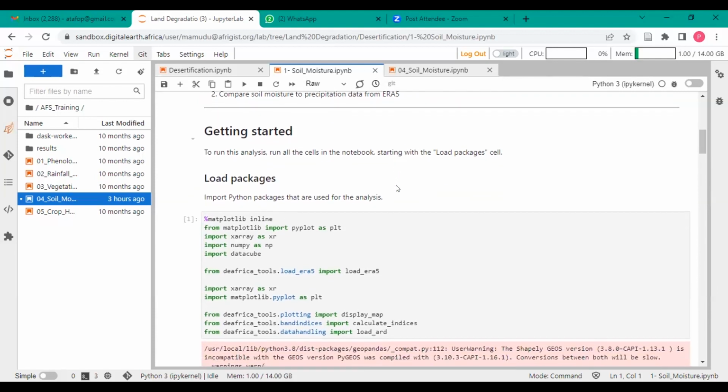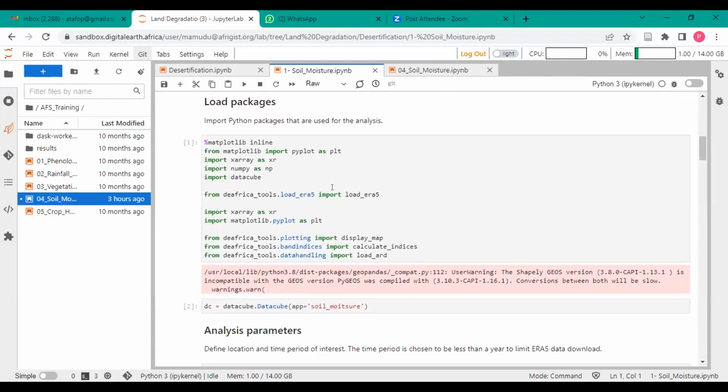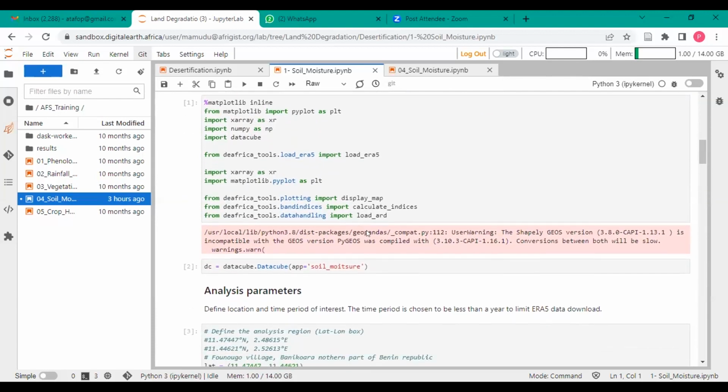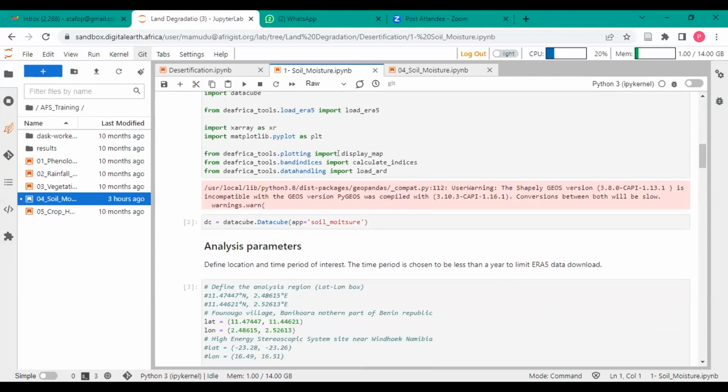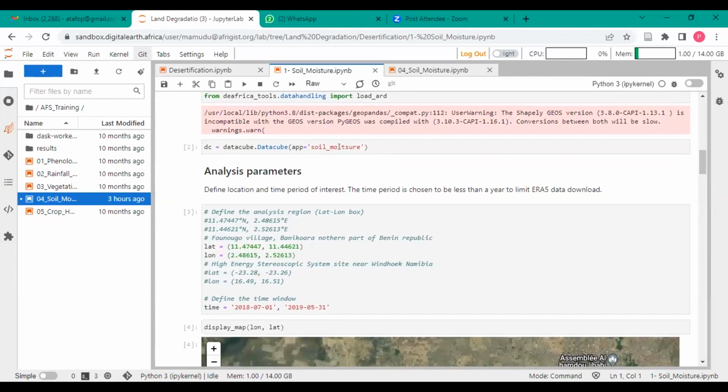So first of all, we'll go ahead and load our data set, which is already loaded here. We're going to import Xarray, NumPy, and the data cube. We're also going to load the ERA5 dataset as well as Matplotlib. We're going to be able to display maps. We're going to use the plotting tool to display maps. We're going to calculate indices, and we're going to load the analysis ready datasets. Next, we connect to the data cube using the codes in this cell here.